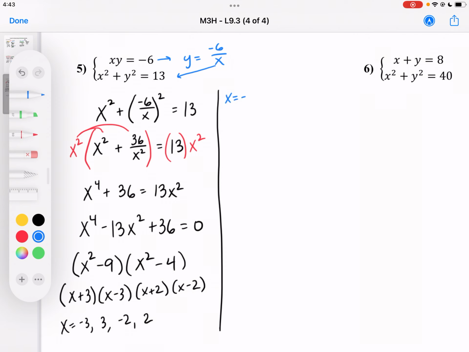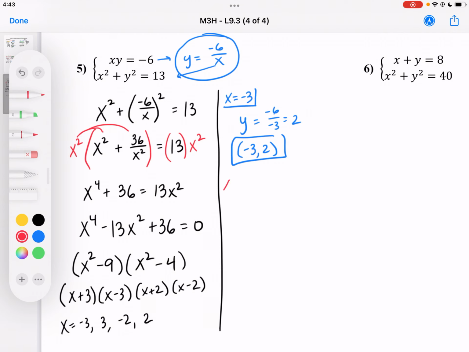So x equals negative 3. I'm just going to use this equation right here. So y is negative 6 over negative 3, or 2. So we have negative 3, positive 2. Then I'll do x equals positive 3. So y equals negative 6 over 3, which gives you negative 2. So you have the coordinate 3, negative 2.